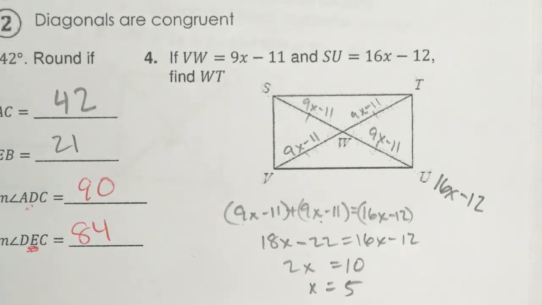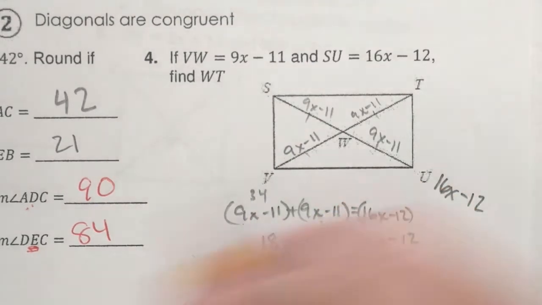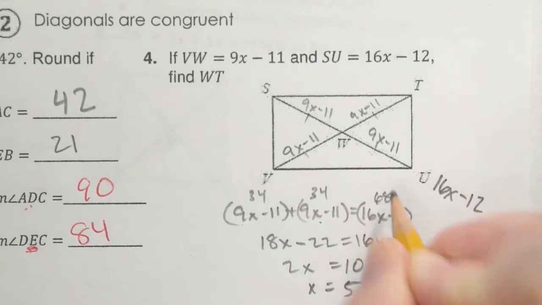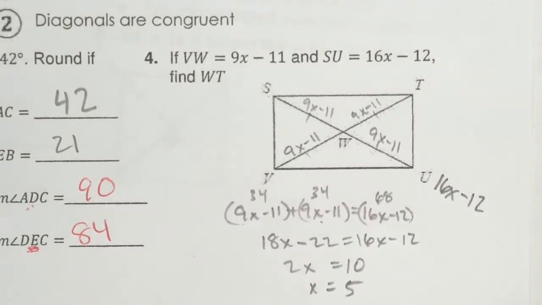9 times 5 minus 11. This would turn into a 34. That would also be 34. And here it should be 68. Let's check. 16 times 5 minus 12. Oh, good. I do get 68. This does check out. Okay.